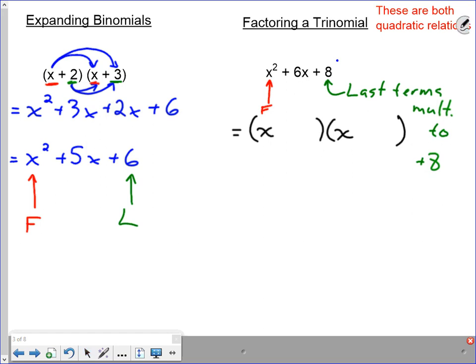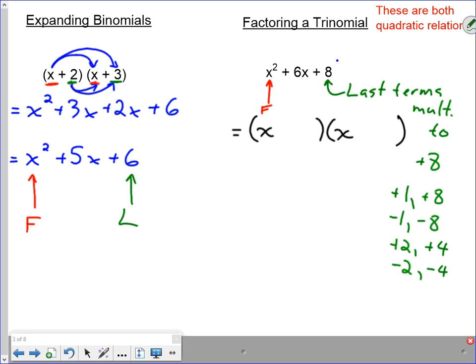They could be something like positive 1 and positive 8. But it could also be negative 1 and negative 8. It could be positive 2 and positive 4. They multiply to positive 8. Negative 2 and negative 4. Those multiply to positive 8. So all of those are possible pairs of numbers that can go in there for those last two terms.